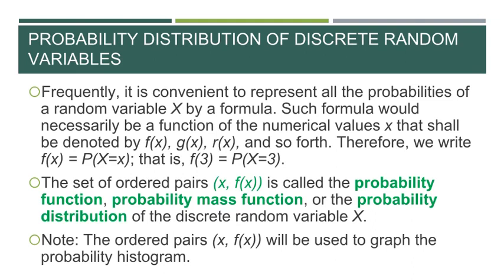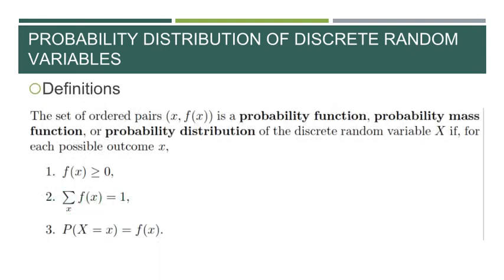We take note of the values of the ordered pairs lowercase x and f of x. These values will be used to create the probability histogram where the lowercase x will be on the x-axis and f of x is on the y-axis. Let us take note of this definition. It states that the set of ordered pairs lowercase x and f of x is a probability distribution of the discrete random variable x if, for each possible outcome lowercase x, f of x is equal to or greater than 0, the summation of all the f of x's is equal to 1, and the probability of the random variable x at a value lowercase x is equal to f of x.